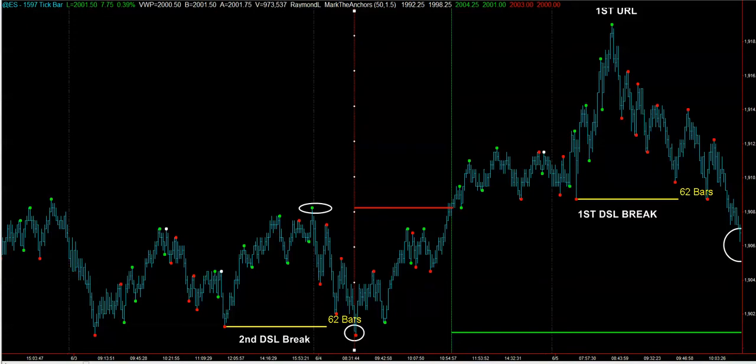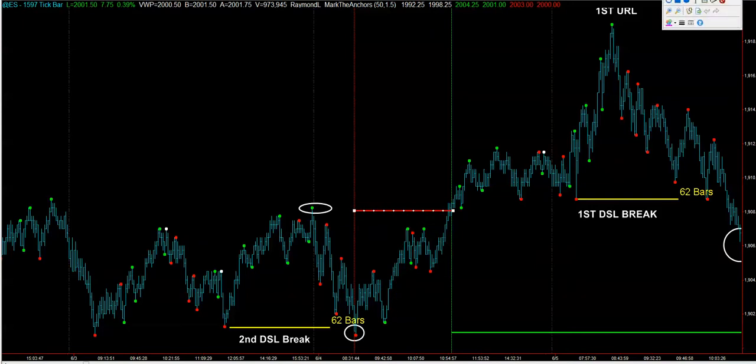So once we have the break to the downside, turning to the rule set, the first thing we do is mark a resistance step, and we take the most recent high between the reversal bar and the most recent URL, and/or the reversal bar and the beginning of the most recent DSL break, if there is one. In this case, there is a DSL break. This is the most recent one, and that's the high, and that's where we get this line over here.